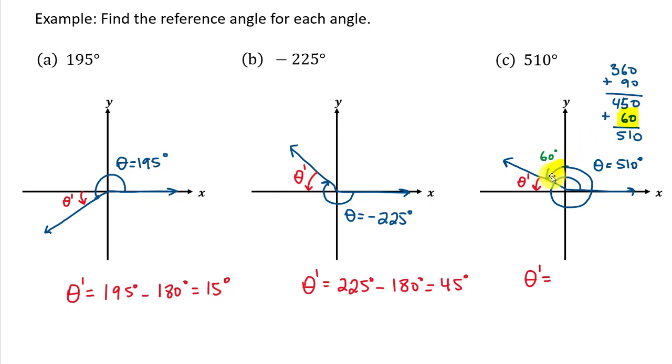Okay, well, if this portion is 60, then to find angle theta prime, I'm going to take 90 degrees, that's one full quadrant, and I'll subtract 60 degrees. That will give me 30 degrees. That means that the 510 degree angle has a reference angle that measures 30 degrees. So that's the way to find the reference angle for the given one.